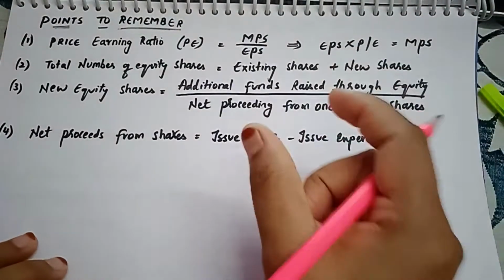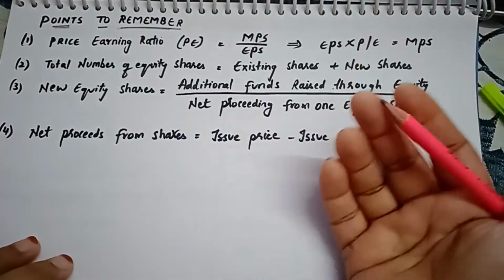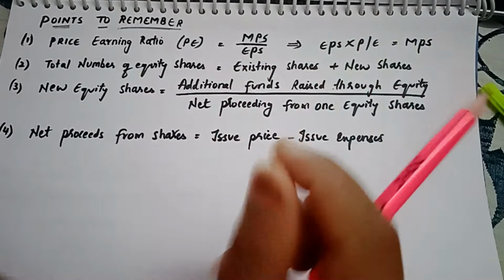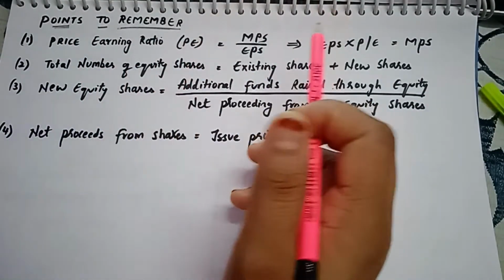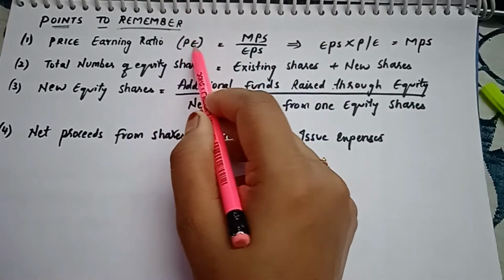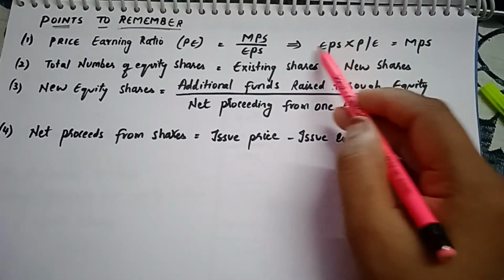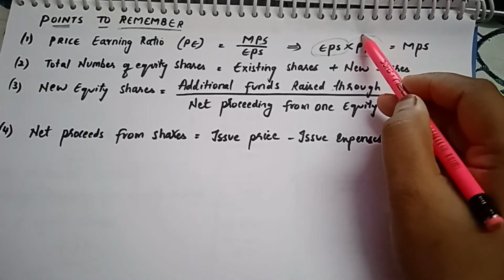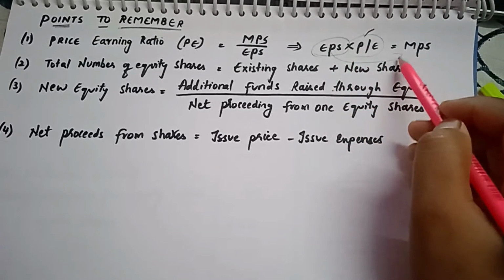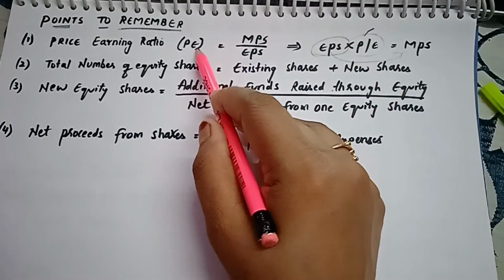Now, the points which we have to remember while we are preparing the EBIT and MPS statement is that we should be knowing some of the criteria, right? That is the price earning ratio, PE ratio, what it is. PE ratio, if we want to calculate, it will be market price per share divided by EPS, because we have already said that EPS into PE ratio is nothing but MPS, right? So if we want to know the PE ratio, we'll be sending this EPS down. So MPS divided by EPS is nothing but the price earning ratio.